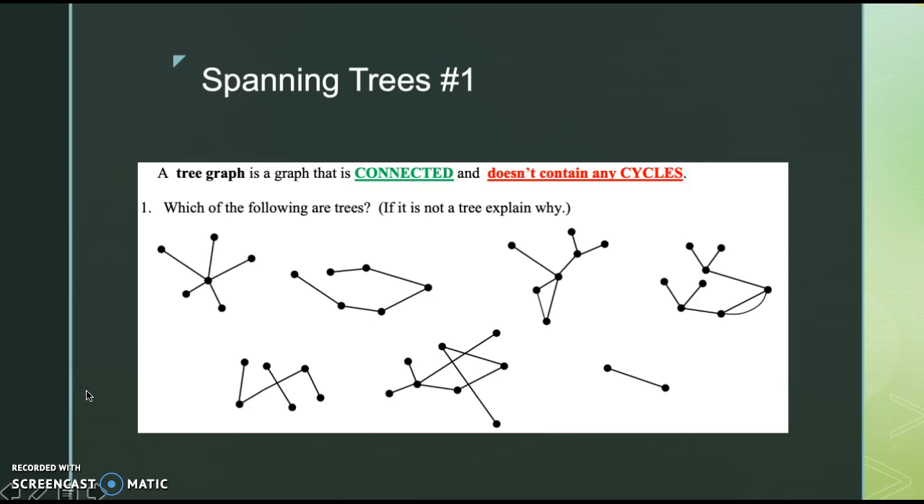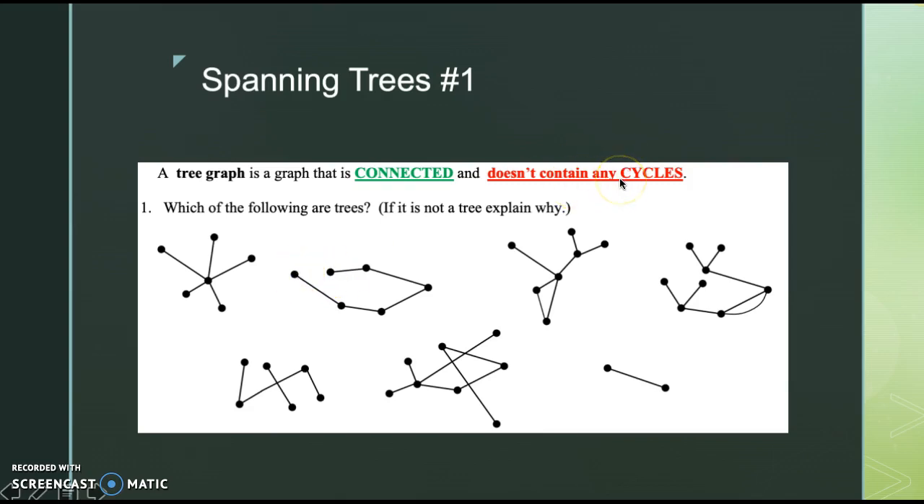So here's number one. This is our first practice problem today. A tree graph is a graph that is connected and does not contain any cycles. One thing I want to explain to you about being connected is that it can have an endpoint like this, where it's not connected to something else on this end. Like it doesn't have to make a cycle.